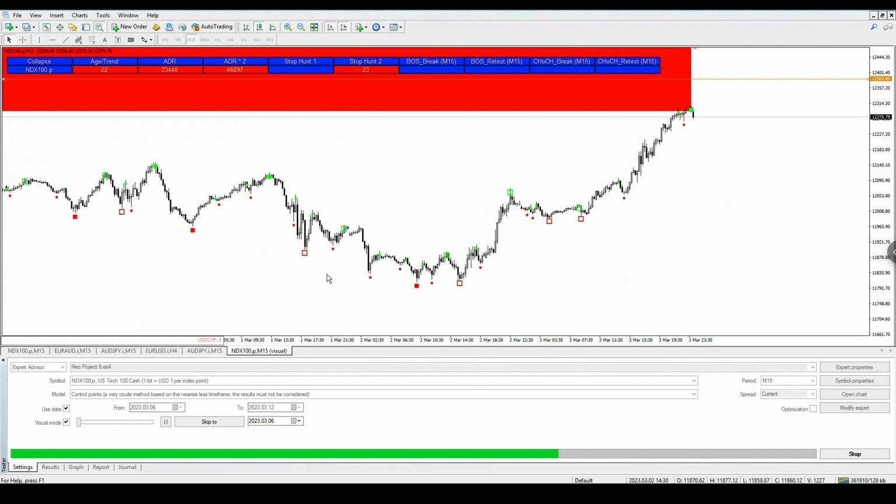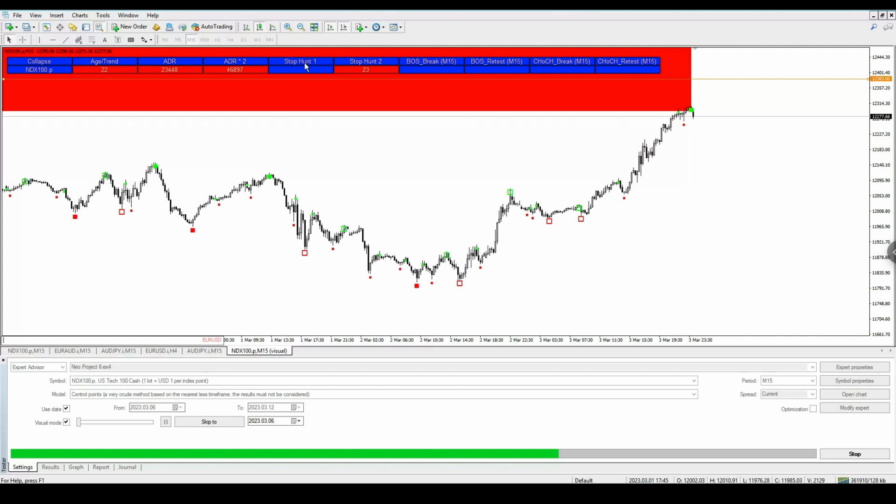Straight away we can see that this is where you can put all your trading instruments, and I do have NAS 100. This is set up as NDX100.p because this is the broker's name for NAS 100. The update at the moment is age slash trend, which basically tells us how long this pair has been bearish for, and we should only be looking for sell setups in this pair. We have ADR1, which is take profit 1, and ADR2, which is take profit 2.